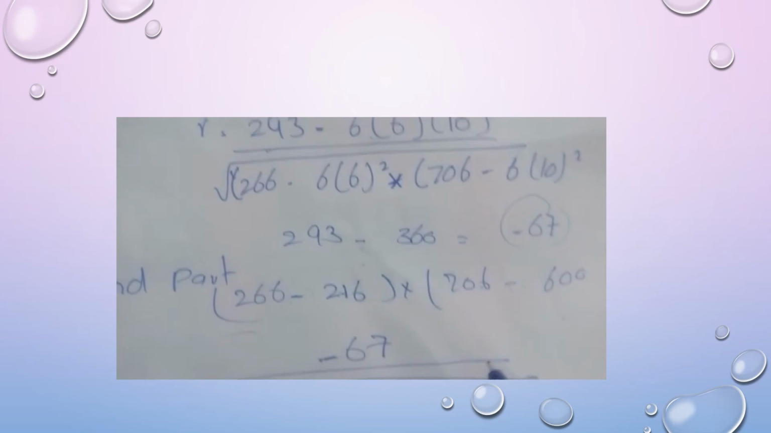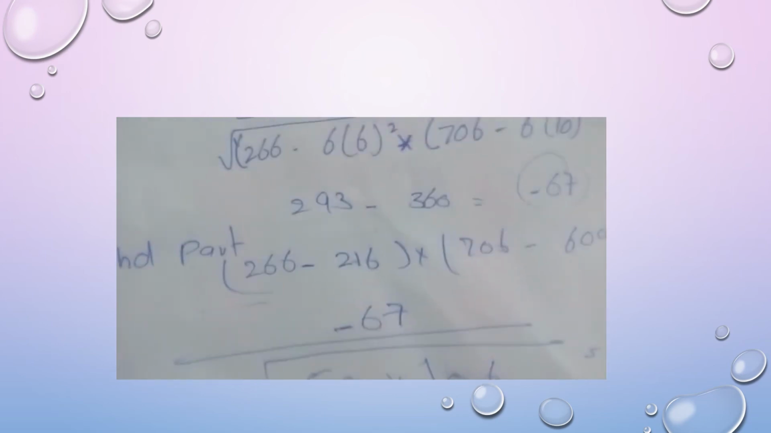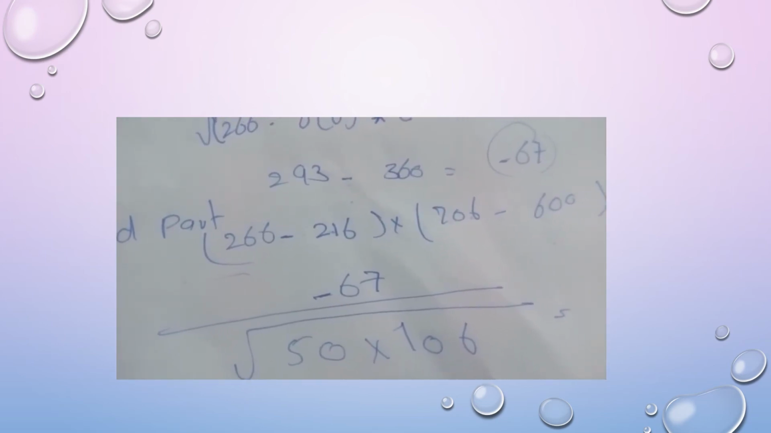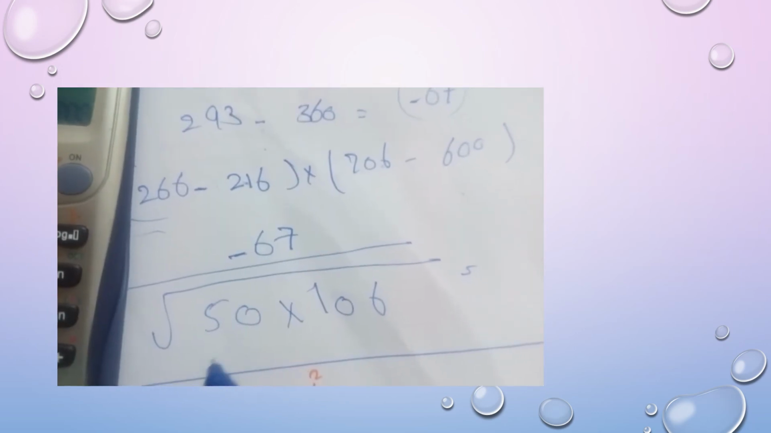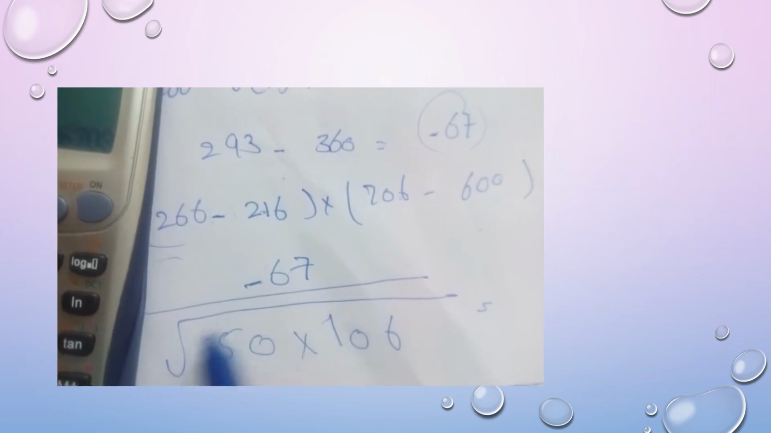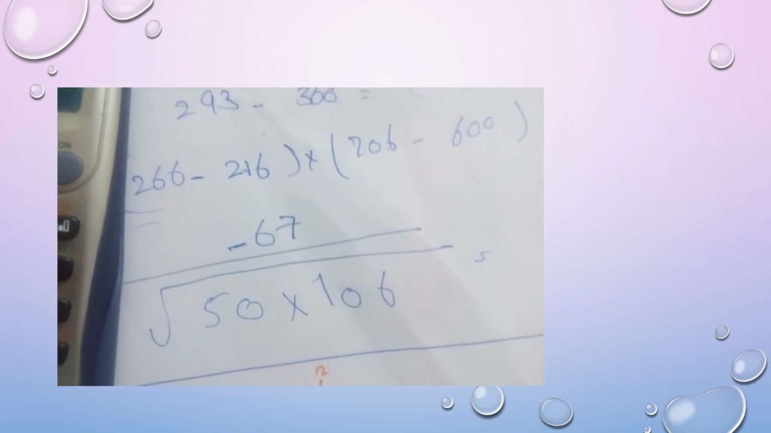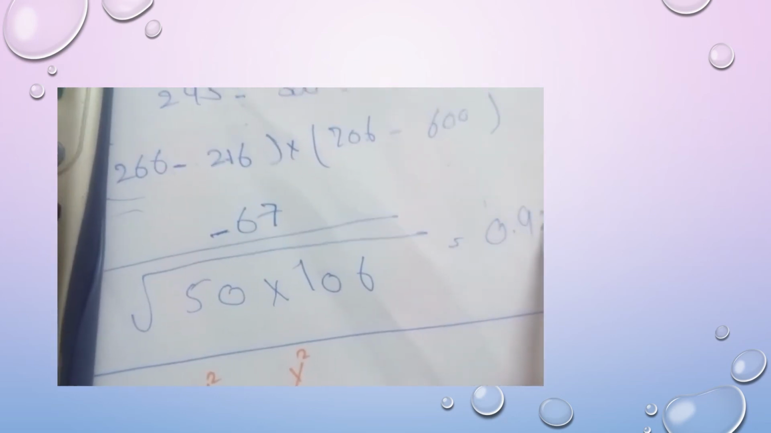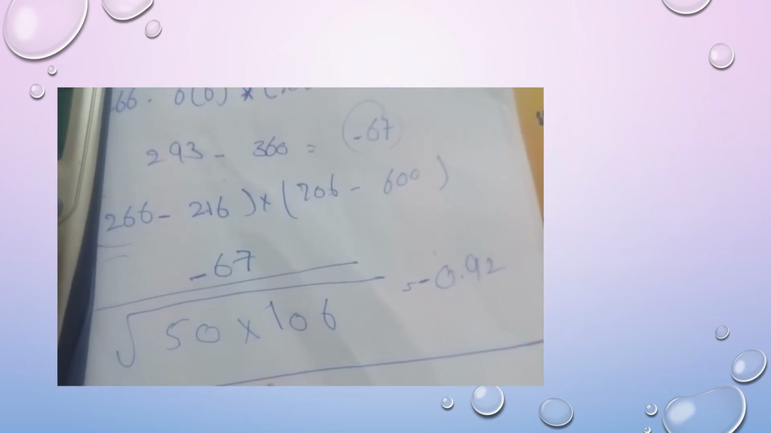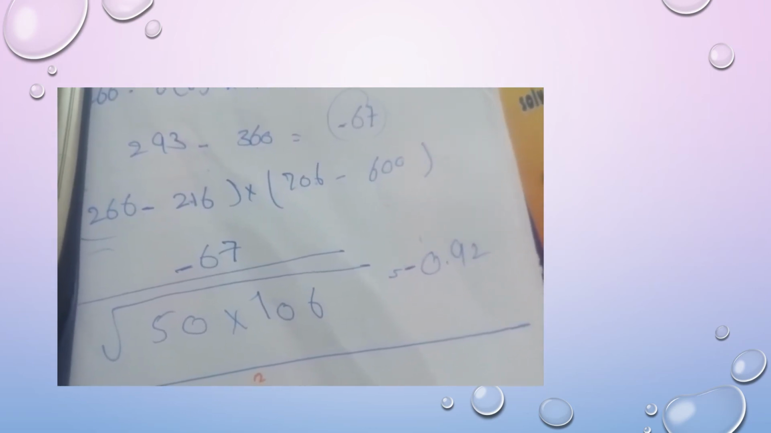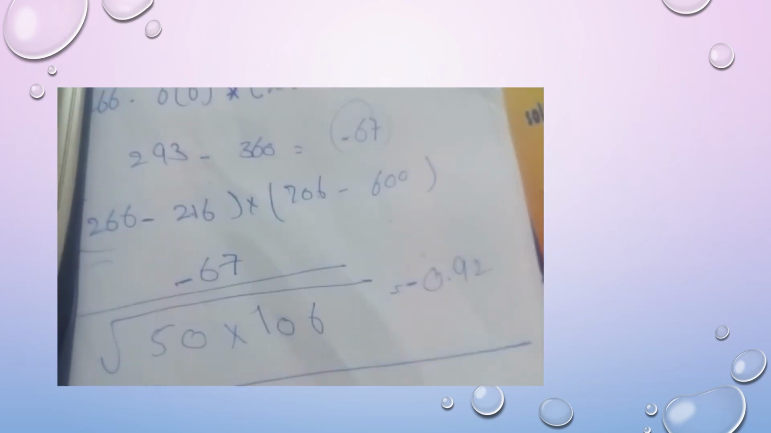And thus first we multiply 50 with 106, and then we take the root, and we divide 67 by 72.82. The answer of this part is 72.82, and the answer is minus 0.92, and this shows the negative relationship or correlation between stray and expenditures.